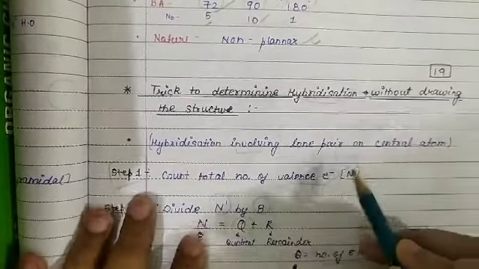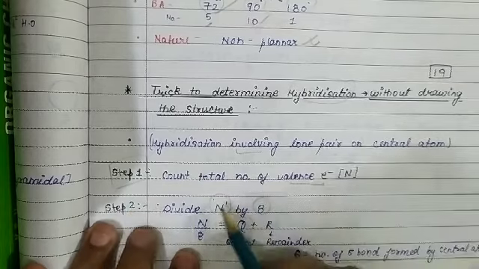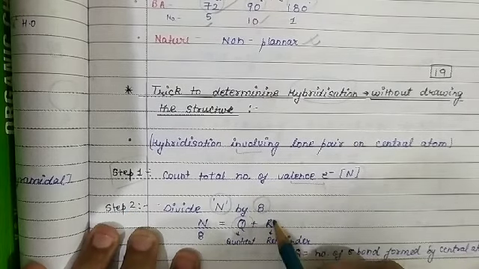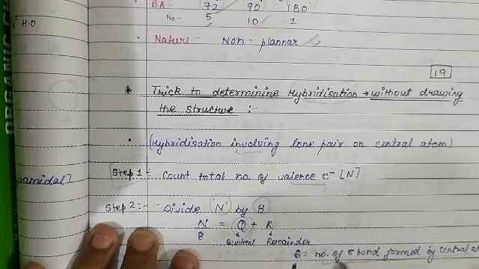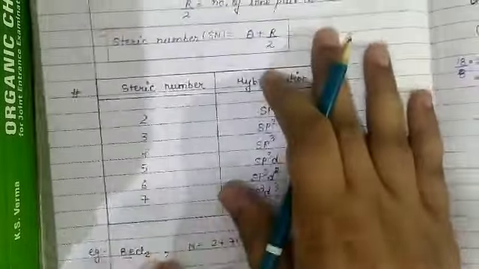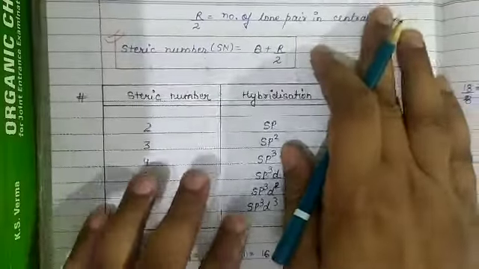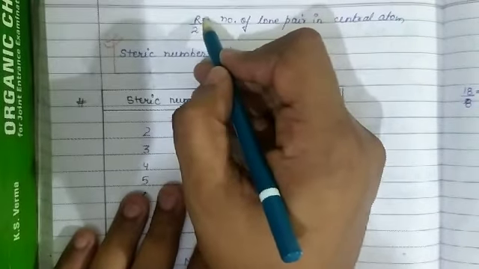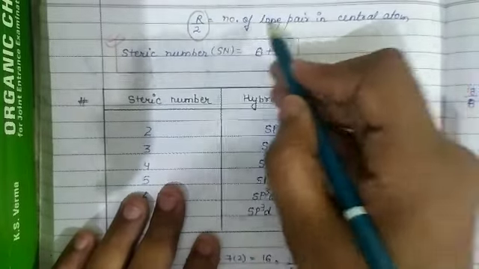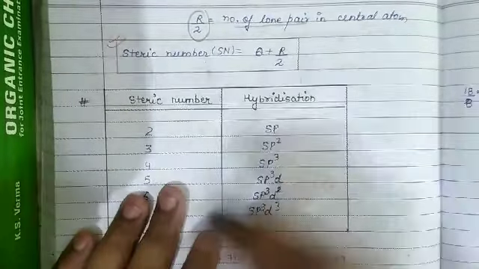So count the total number of valence electrons and divide them by 8. We find the quotient and remainder. The quotient will give the number of sigma bonds formed by the central atom. Next step, now we have the remainder, so divide the remainder by 2. On dividing the remainder by 2, we get the number of lone pairs on the central atom.